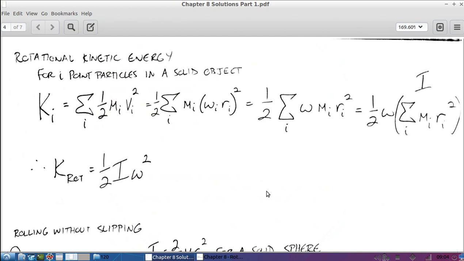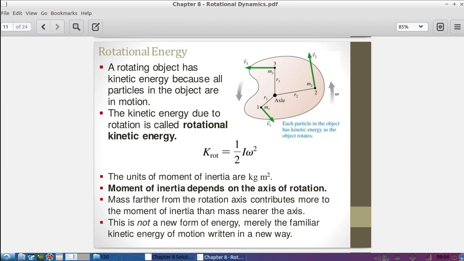Okay. So these units are kilogram meters squared, right? Those are my units for moment of inertia. So I have kilogram meters squared here, and then I have radians per second squared here. So these are units of energy. Kilogram meter squared per second squared. Okay. So these are units of energy. All right.